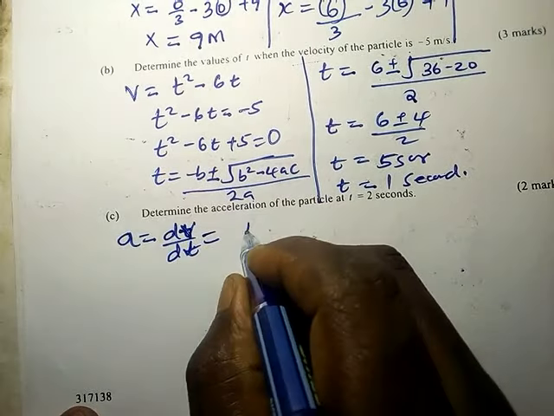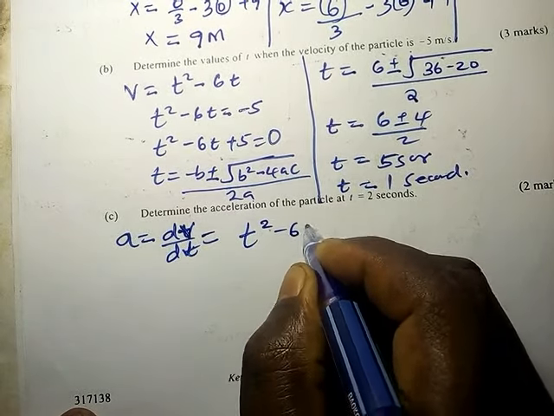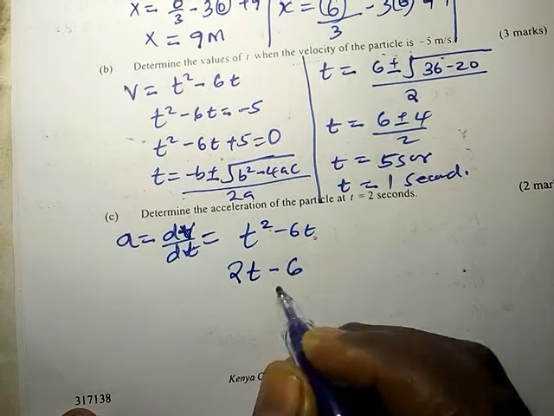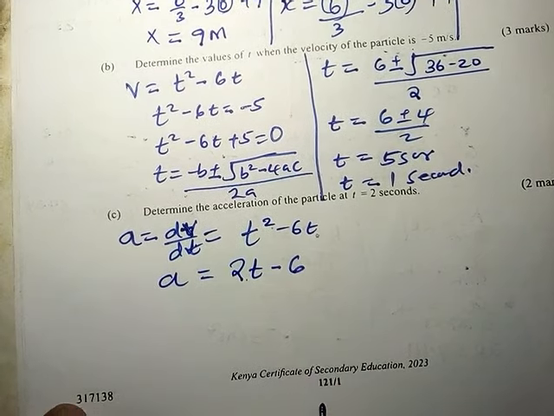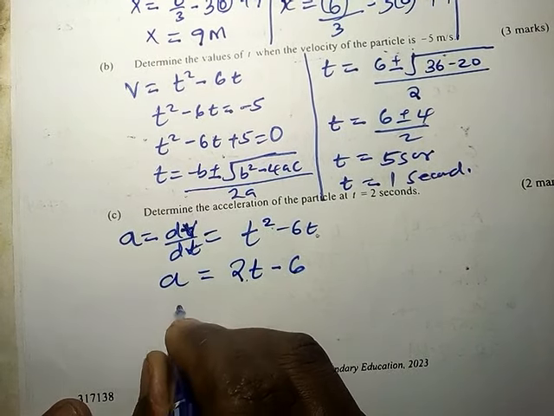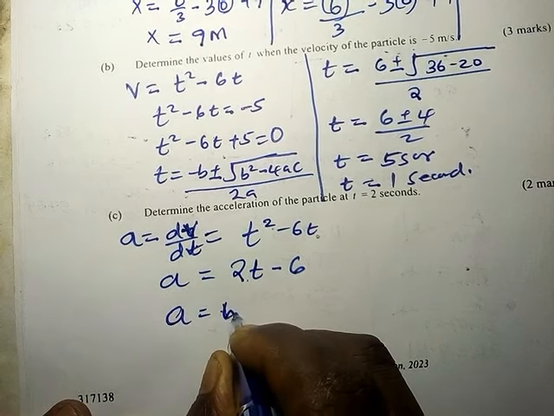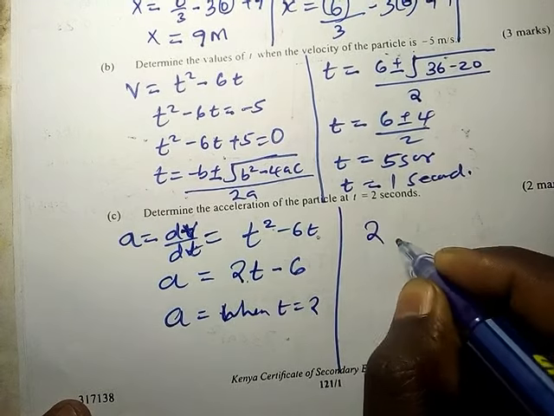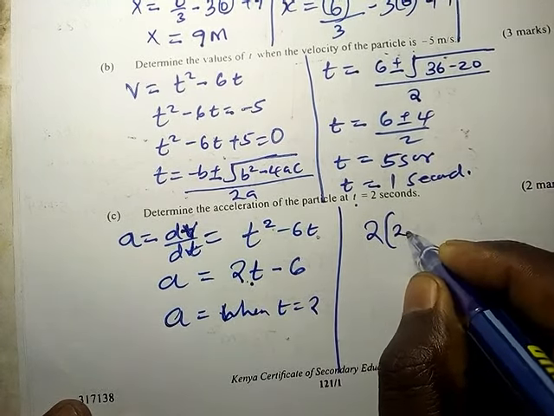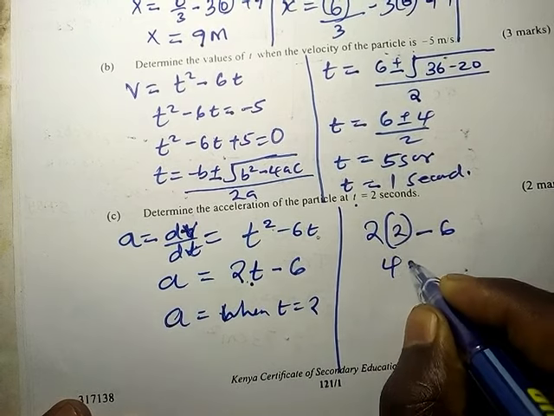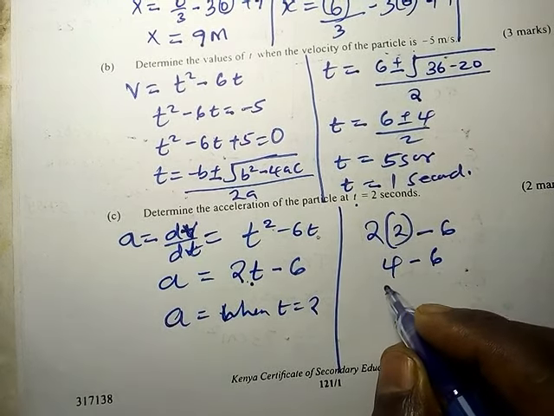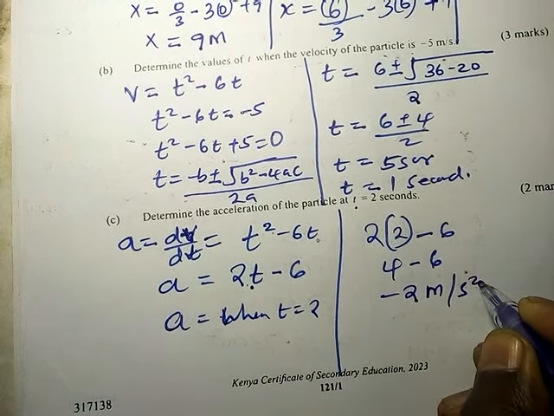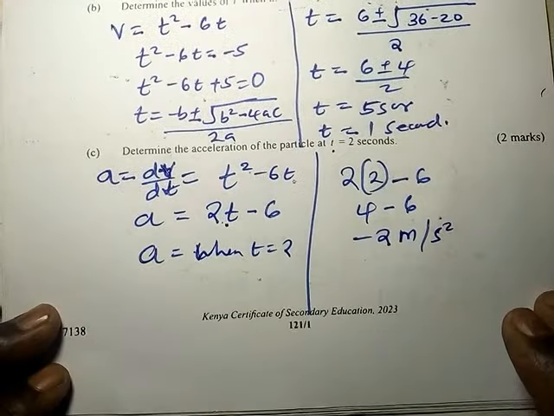So we differentiate t square minus 6t. You differentiate that, this one is going to be 2t minus 6. So acceleration is equal to this. So we want acceleration when t is equal to 2 seconds. You substitute here 2 in place of t, you put t is equal to 2. Minus 6. So that is 4 minus 6. So the acceleration will be negative 2 meters per second square.